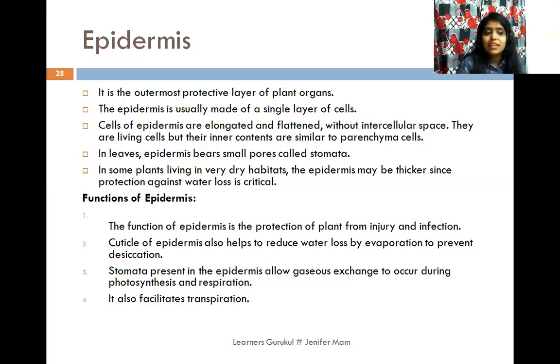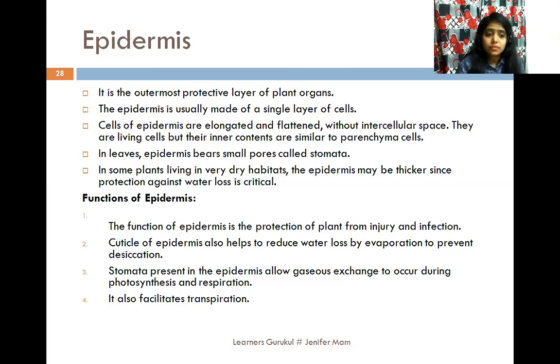In leaves, the epidermis bears some small pores. These pores are called stomata. Because of the presence of stomata, the plant can take in CO2 directly from the air.